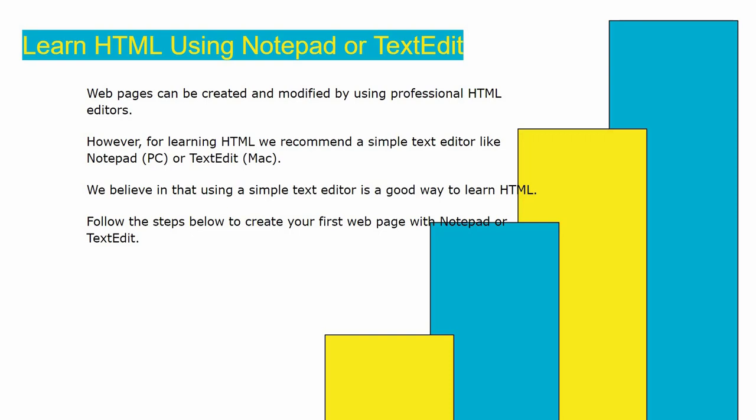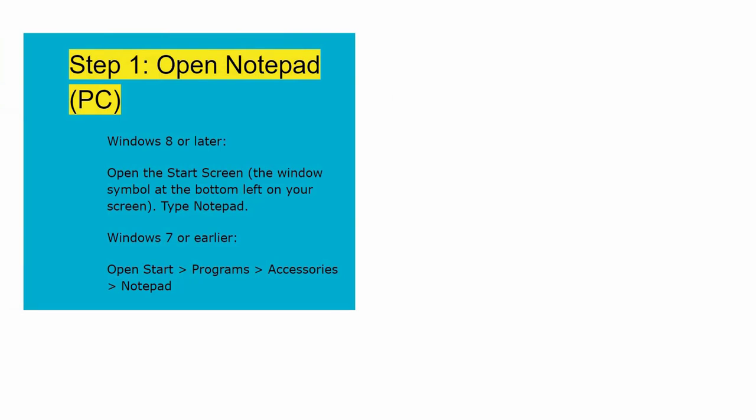What we are going to see are the steps to open Notepad on your PC. If you are using Windows 8 or a higher version, you can open Notepad by clicking on the start button at the bottom, then you will see a search icon, and there you can type Notepad and search for it. In earlier versions, like Windows 7 or earlier, you go to the start button, then Programs, Accessories, and Notepad. This is the very easy way to open Notepad.